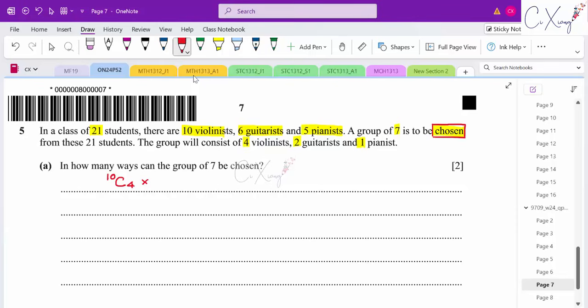Then to make it complete, you have to multiply. How about the guitarists? You have 2 and you need to choose from the 6, so 6C2. And after that, for the pianists, 5 pianists, you want to choose one of them to be in the group, so 5C1. And it should be multiplied because your whole group should consist of these 3 types of students: violinist, guitarist, and also pianist. So you should multiply them to make it complete. So when you calculate the number of combinations, it should be 15750.